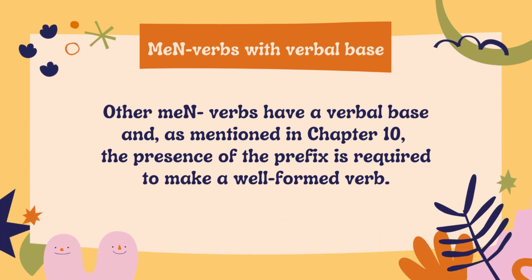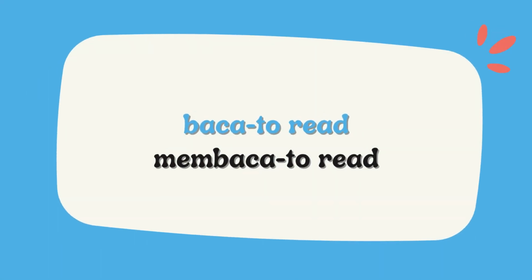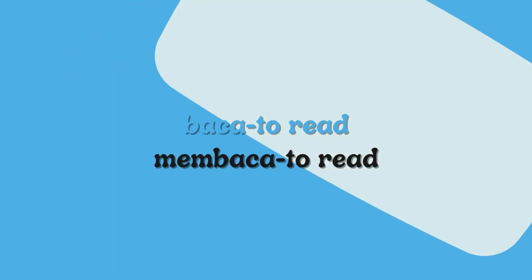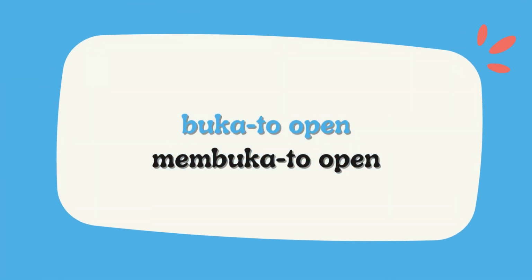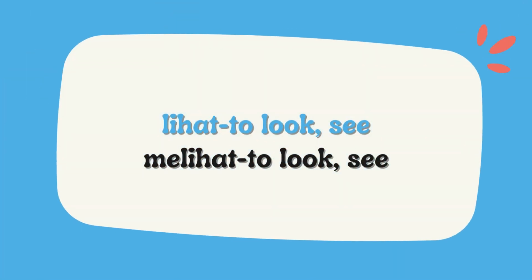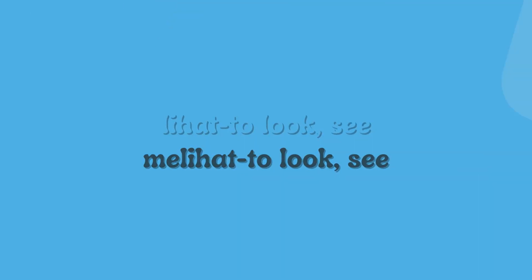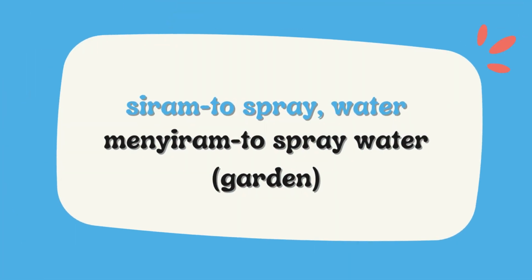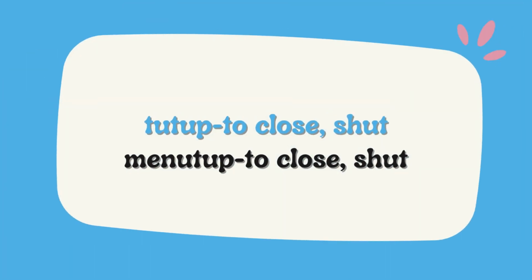Men- verbs with verbal base. Other men- verbs have a verbal base and, as mentioned in chapter 10, the presence of the prefix is required to make a well-formed verb. Baca, to read: membaca. Buka, to open: membuka. Lihat, to look, see: melihat. Siram, to spray, water: menyiram, to spray, water, garden. Tutup, to close, shut: menutup.